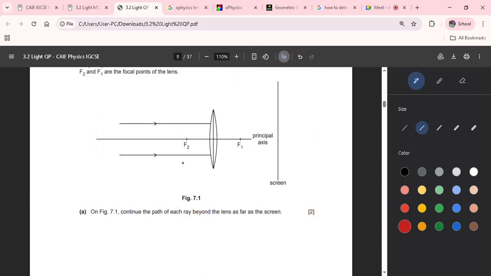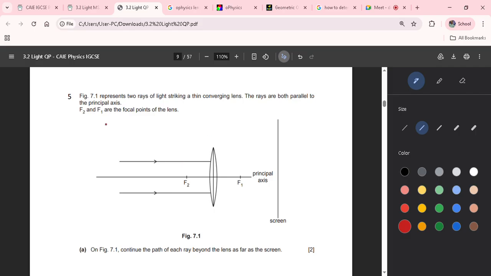Next, number 5. Figure 7.1 represents two rays of light striking a thin converging lens. The rays are both parallel to the principal axis. F2 and F1 are the focal points of the lens. On figure 7.1, continue the path of each ray beyond the lens as far as the screen. We have to continue the line, the path.